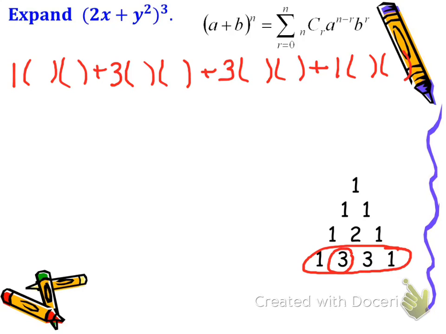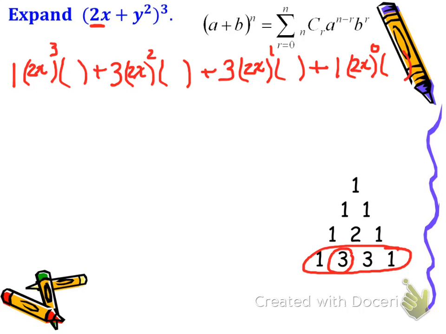Now A is 2x, so we come back and put 2x in. Now remember, A starts high. A starts at the upper limit, so this would be raised to the 3rd power. Then this A would be raised to the 2nd power. In this term, A would be raised to the 1st power, all the way down to our last term, where A is raised to the 0 power.